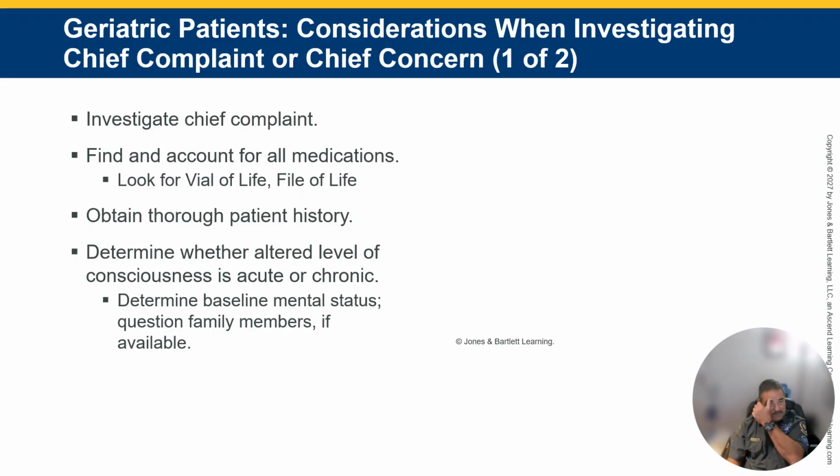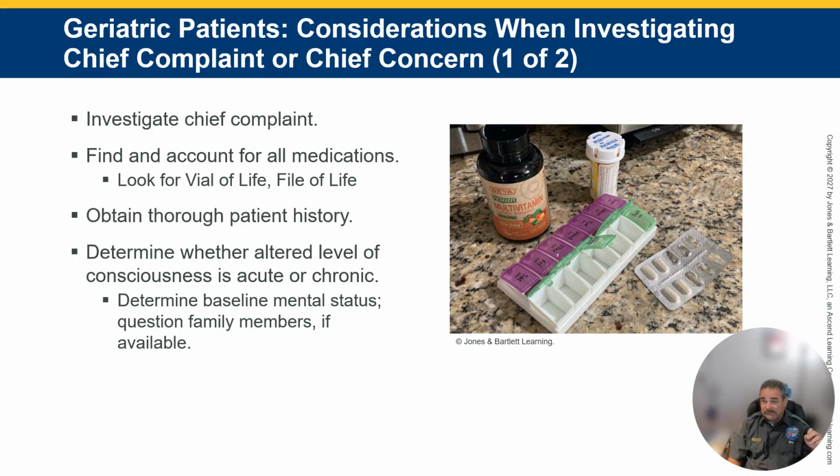Geriatric patients, when investigating their complaints, again, it's very specific. Find and account for all medications, vitamins, everything. Obtain a thorough patient history, and find out if there are any changes in their mentation or their level of consciousness. Get that baseline of mental status and find out if it is normal, from other caregivers or neighbors, that kind of stuff, best you can.